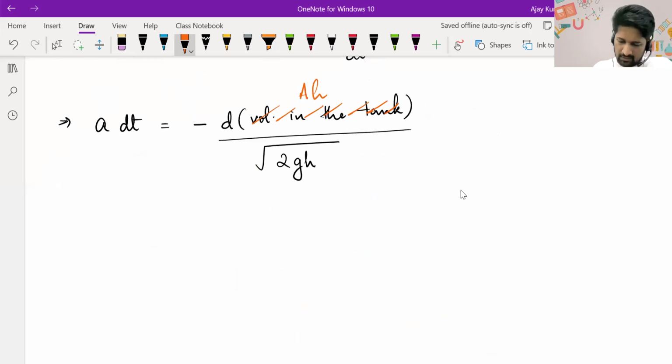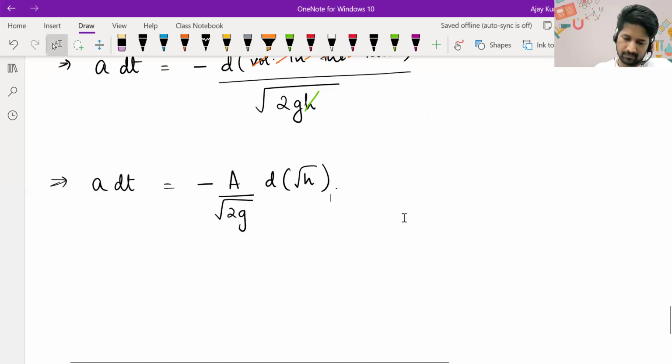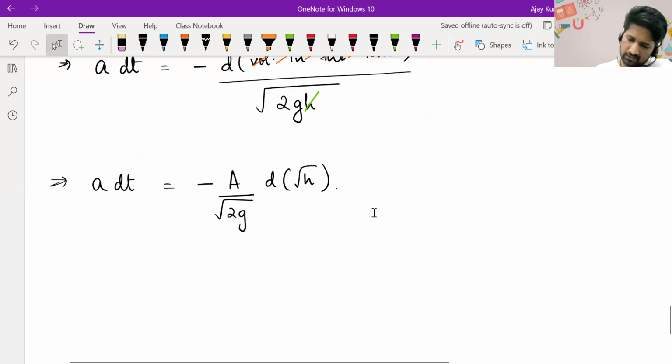Fine. So you can say that A dt is equal to negative of, now capital A, cross-sectional area of the tank, is constant. Keep it outside. Minus A by under root 2g also you keep outside. H and root h, one root h will remain in the numerator. So d of root h you can say. Okay. Is this clear to all of you? Fine. If you have any questions anywhere, you can ask. Right. D of root h is nothing but small change in root h. Now integrate both sides.